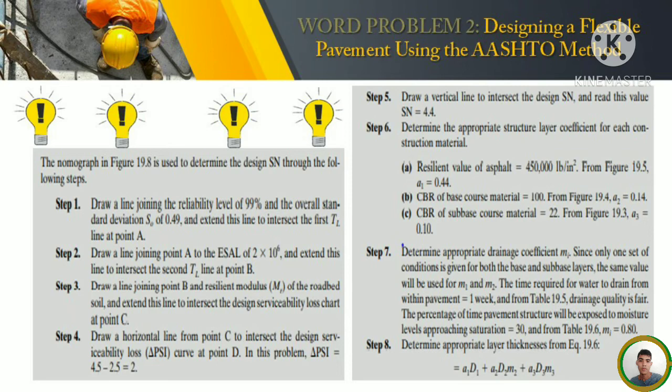And last, step 8, we need to determine the appropriate layer thicknesses from equation 19.6. So the equation is SN equals a sub 1 D sub 1 plus a sub 2 times D sub 2 times m sub 2 plus a sub 3 D sub 3 m sub 3.